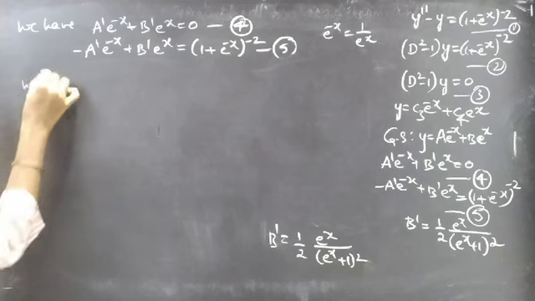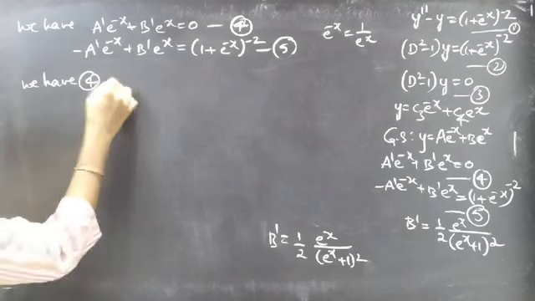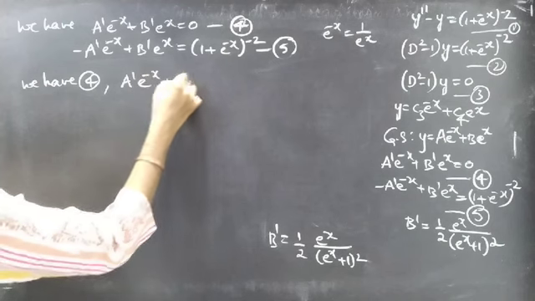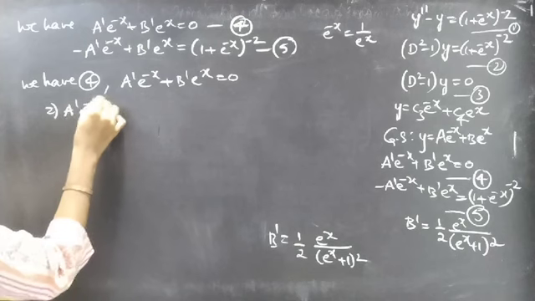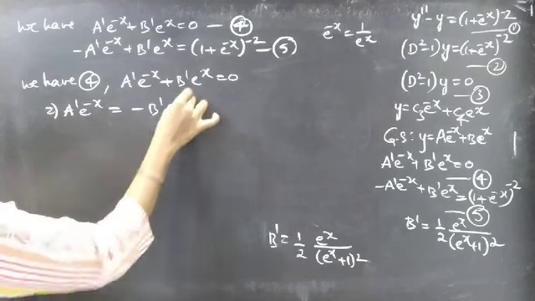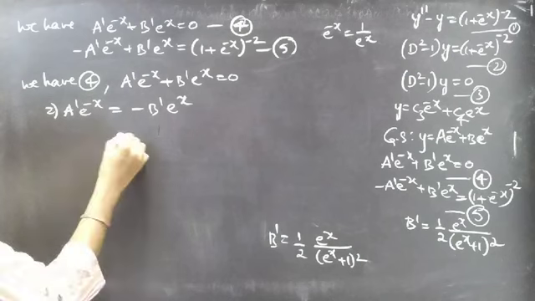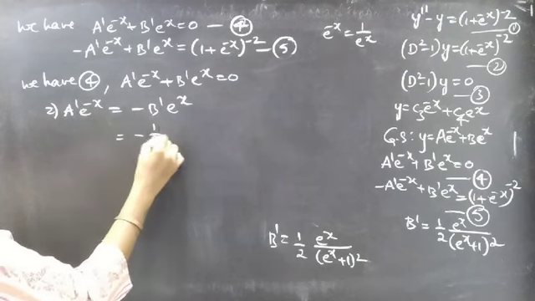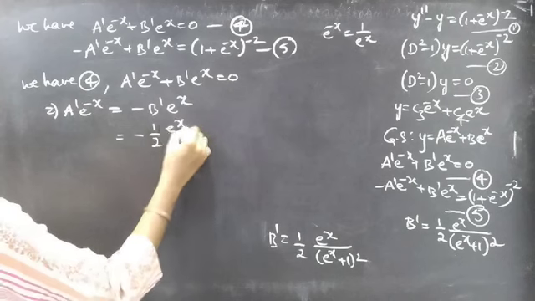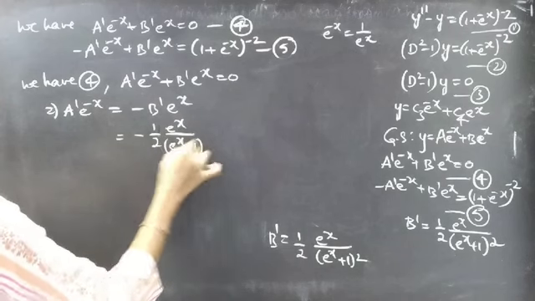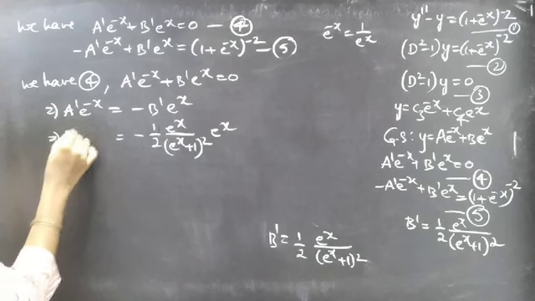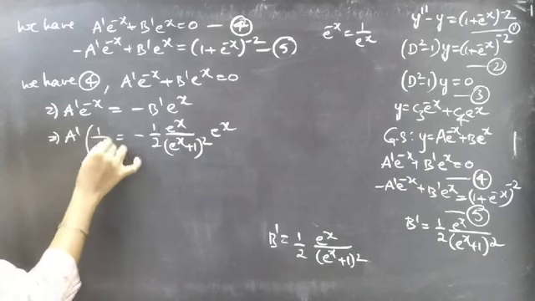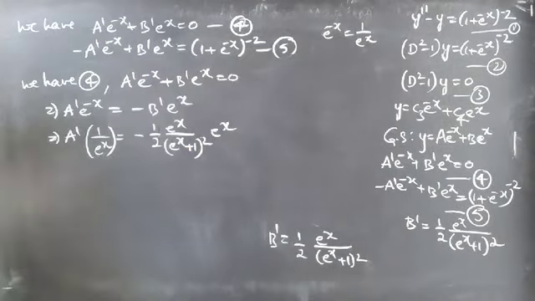We have equation 4. a dash e power minus x plus b dash e power x equals 0. From this we'll get a dash e power minus x equals minus b dash e power x, right? Let's now substitute b dash. We'll get minus 1 by 2 into e power x by e power x plus 1 whole square into e power x, right? And we can write e power minus x as the reciprocal of e power x, since e power minus x equals 1 by e power x.